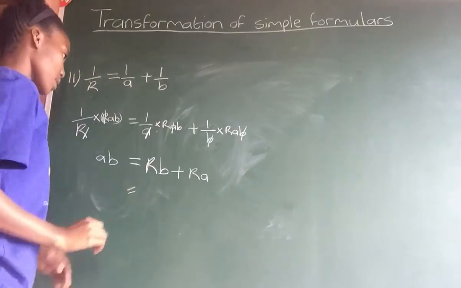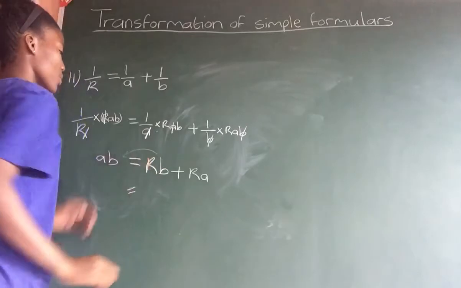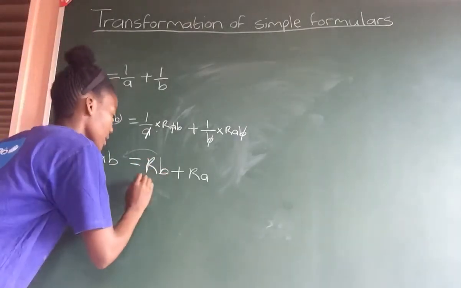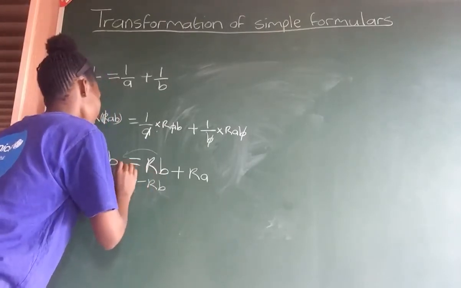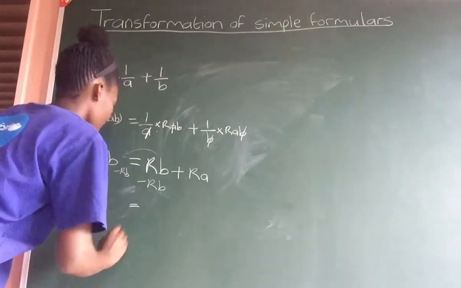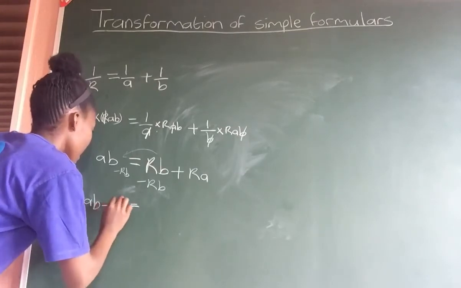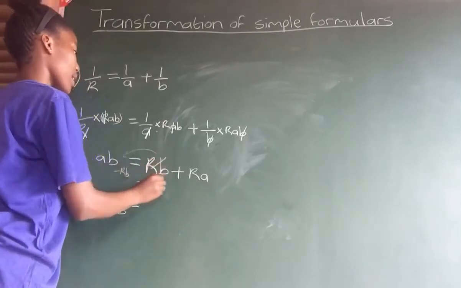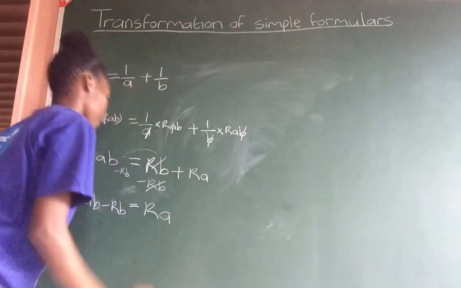Our next step, we're going to bring the rb to the other side. To do that, we do the opposite of addition, which is subtraction. So you say minus rb this side and minus rb that side. So ab minus rb is equal to, the rb and the rb cancel, you'll be left with ra.